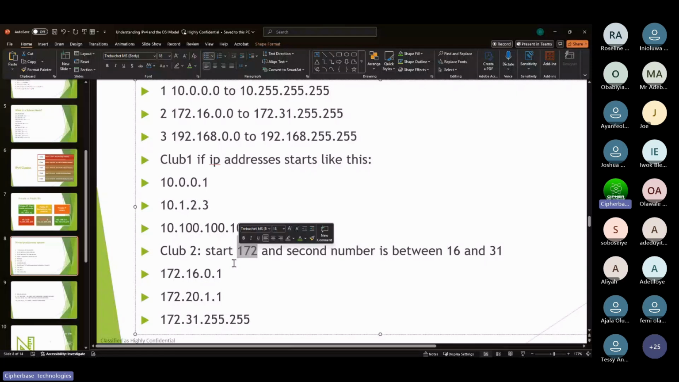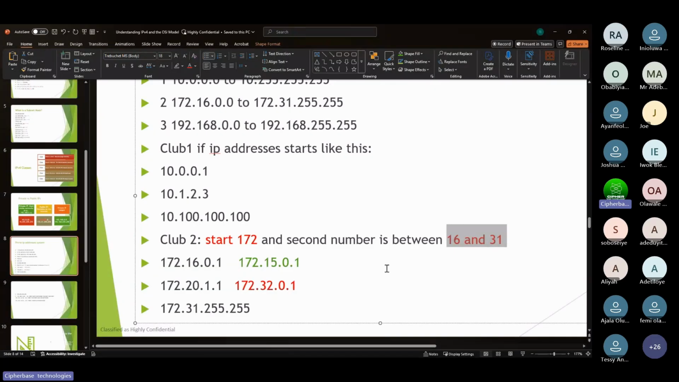Let's assume that we have 172 and 15. Who can tell me if you have something like 172.15.0.1? So now, the first rule is 10: anywhere you see 10 like this. And the second rule is that in the second club of this category, the first must be 172, and the second must be between 16 and 31. Anything outside that is public.